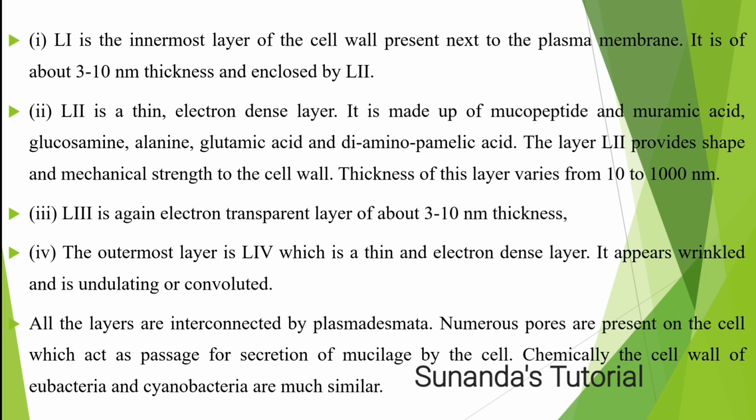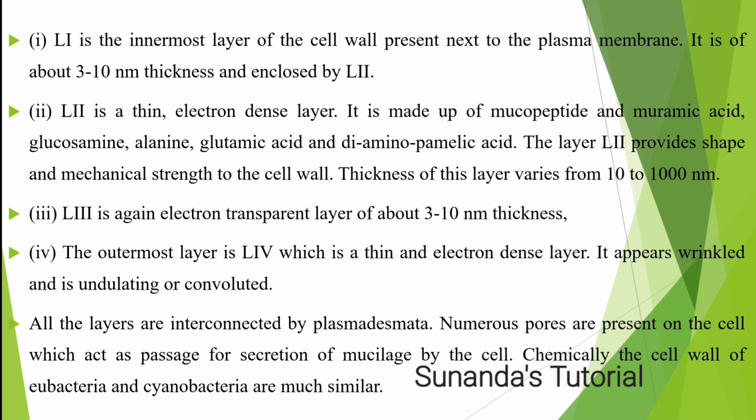Next, L3, again an electron transparent layer. It is comparatively thin compared to L2. Then the outermost one is L4. L4 is a thin but electron dense layer. It appears wrinkled and is undulating or convoluted.